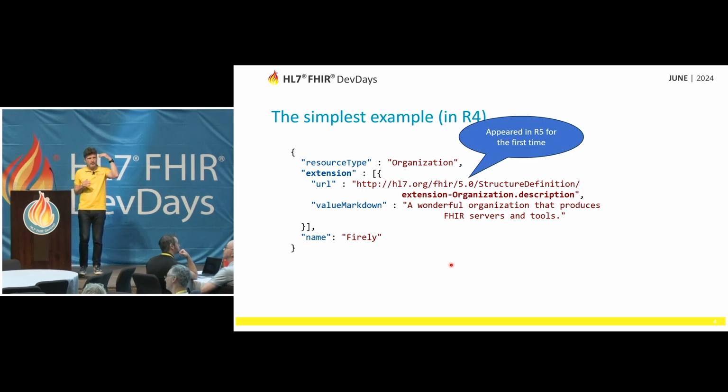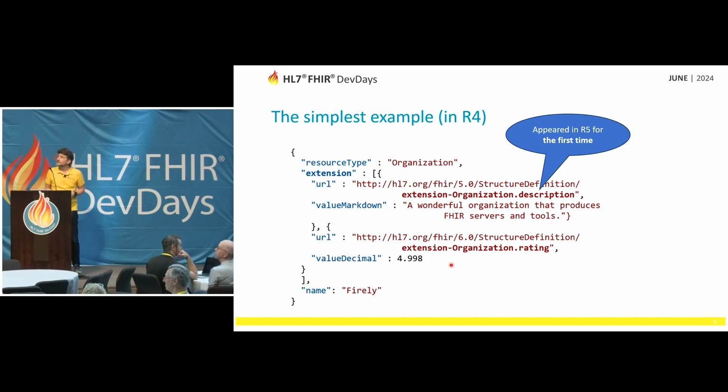Now say we're looking a few more years ahead, I'm still stuck in R4, and there's a new cool R6 thing. You can imagine what happens. This is organization.rating, a star rating, thank you. And as you can see, this points to 6.0.